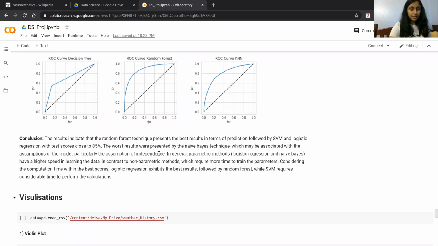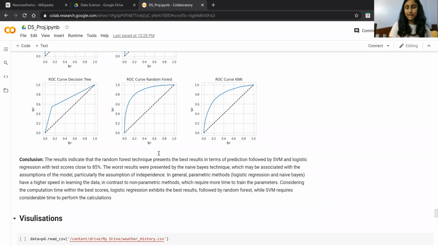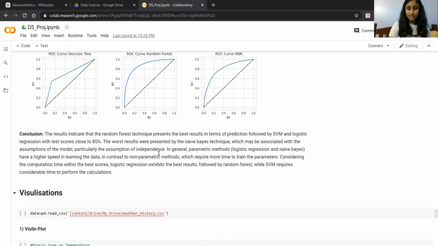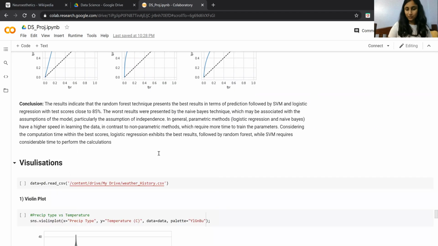Sorry. The results indicate that the random forest technique presents the best results in terms of prediction, and also to point out, the random forest showed the best test score as well, being 86%. And the random forest technique is followed by the SVM and logistic regression with test scores close to 85%. The worst results were present for the naive-Bayes, which may be associated with the assumption, particularly the assumption of independence.